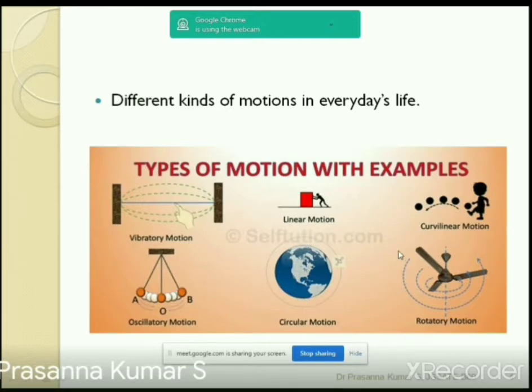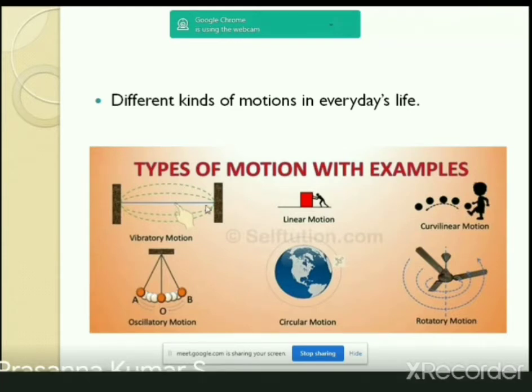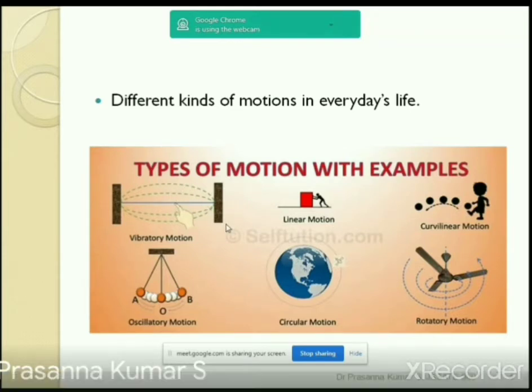Actually speaking, in general there are two kinds of motion. One is translatory motion and the other one is oscillatory or periodic motion. Here, though the nomenclature is slightly different, that is to explicitly show the kinds of motion. Okay, but in general, there are two motions.